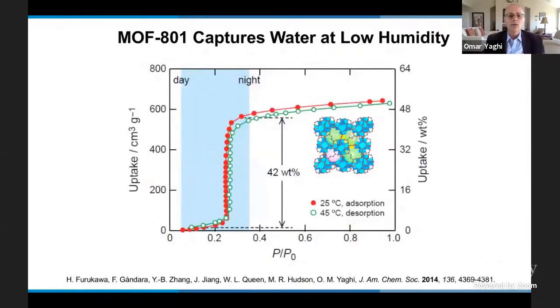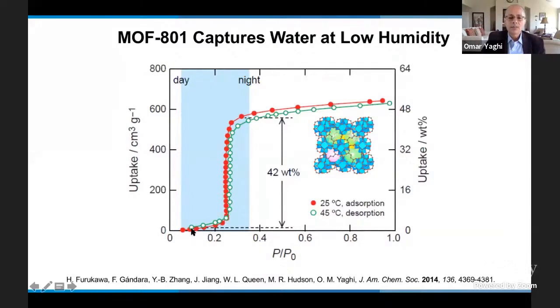The discovery was that this MOF is able to take up water. Let's focus on the red line here. Take up water at relative humidities around 20%. Okay, that's low humidity, and that's typical humidity in the desert. So that's one very important discovery. It means that the MOF that we were using is able to pluck out water from low humidity.